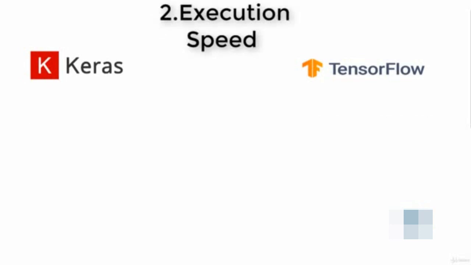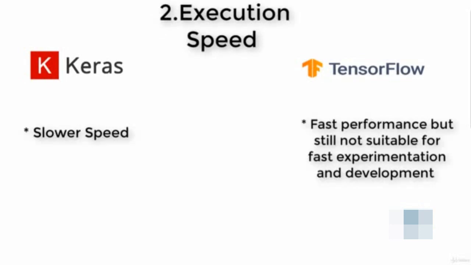The next parameter is the speed. Now the speed is comparatively slower in case of Keras, whereas TensorFlow provides a faster pace which is suitable for high performance. But the gains in computational efficiency of a higher performing framework will be outweighed by the fast development environment and the ease of experimentation that Keras offers.